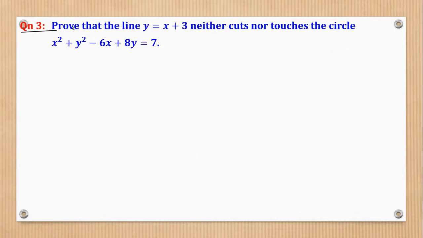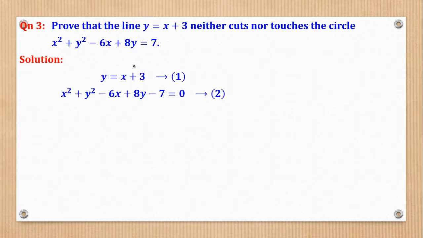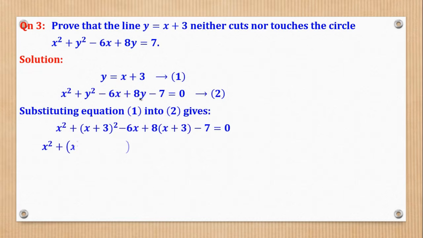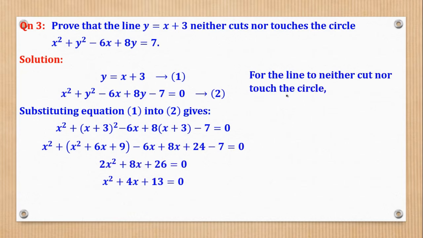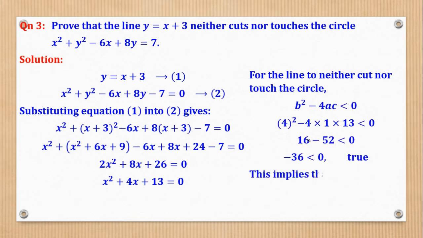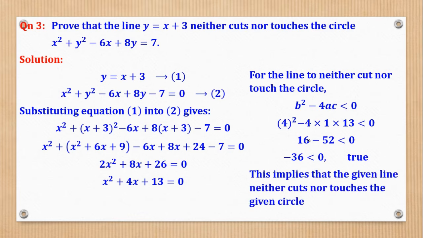Then now we shall go to question 3, which says prove that the line neither cuts nor touches the circle. So the same procedure, that is equation 1, equation 2, then substitute equation 1 into equation 2 to come up with that. Then expand, collect like terms, reduce to come up with that quadratic. Therefore, remember that for the line to neither cut nor touch the circle, the discriminant must be less than 0. So I'll substitute for A, B, and C to come up with that, which is true. Therefore, the given line is neither tangent nor a chord to the circle.